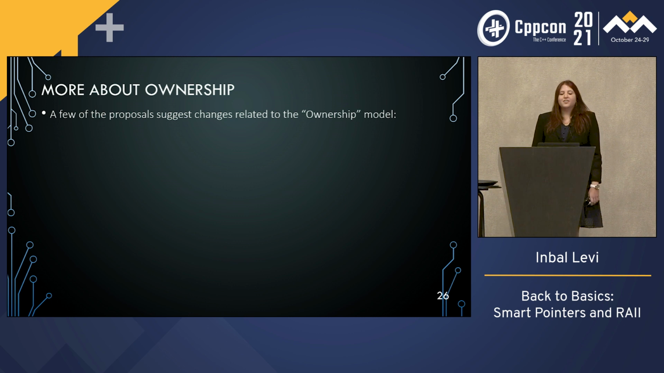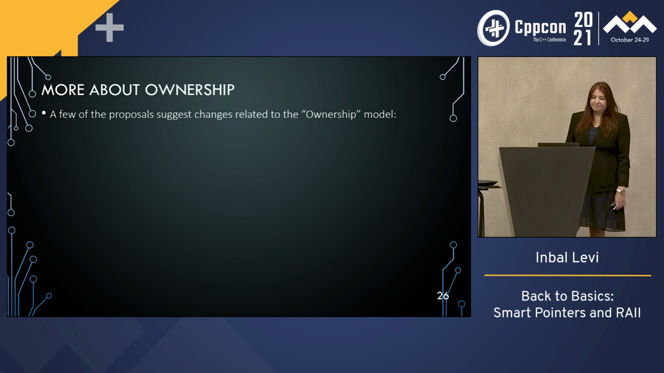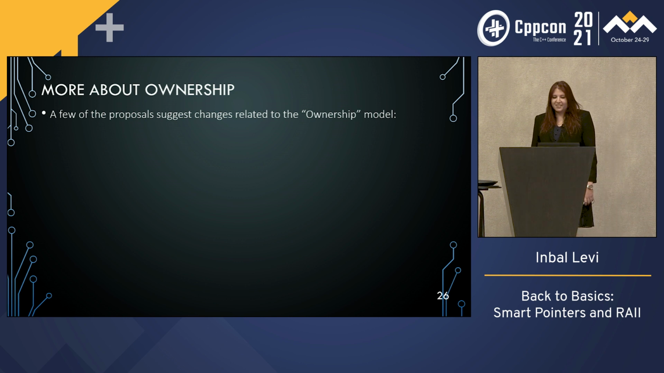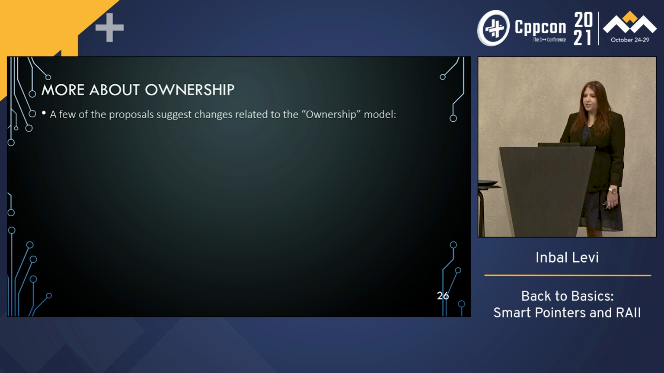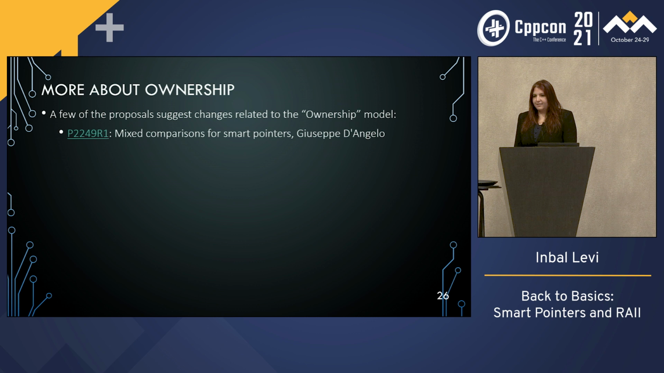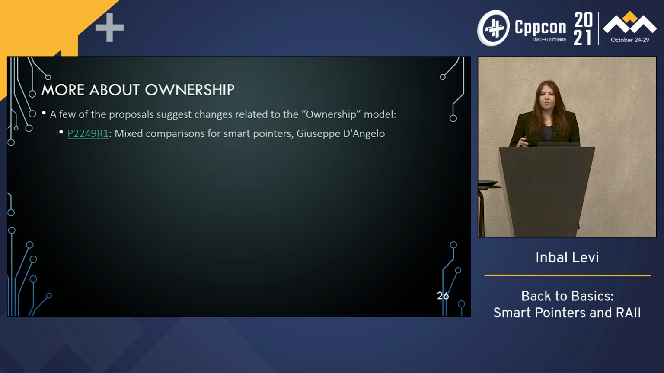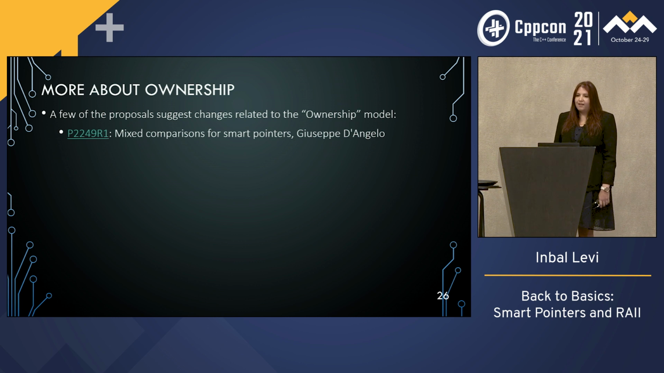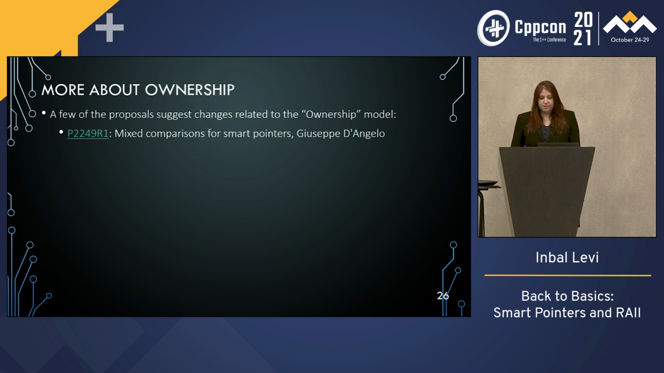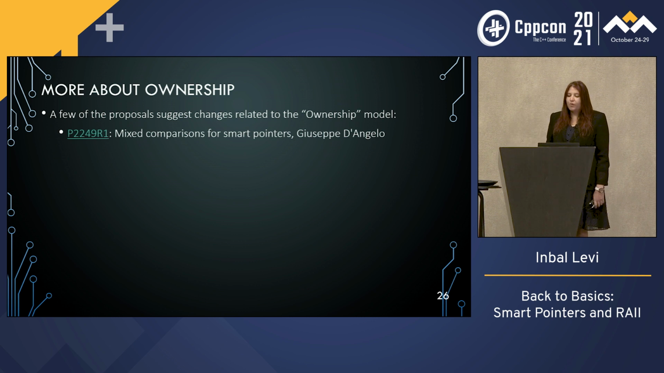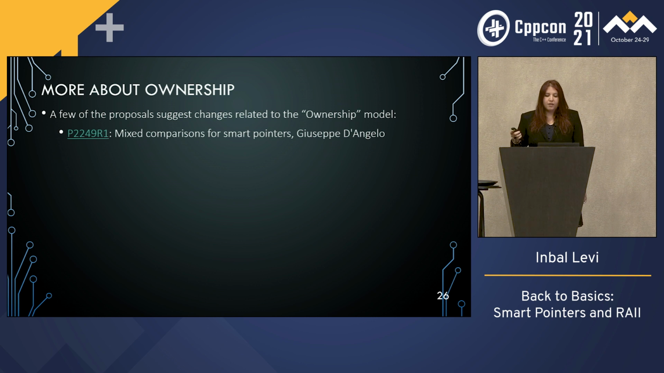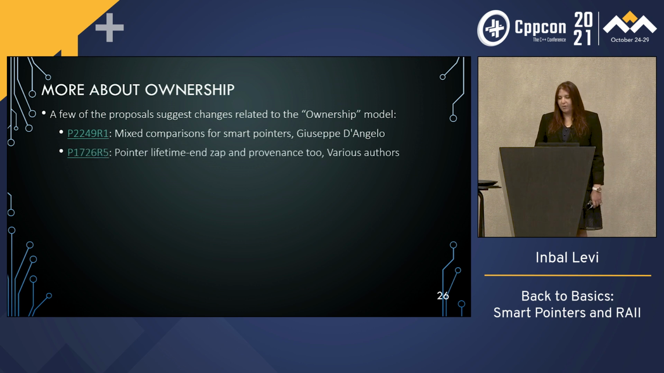All right. So as promised, now we're going to talk about the future. A few proposals suggest changes in the ownership model. And when I say ownership model, I want to emphasize that this talk is about ownership in a broader sense. I mean more than just smart pointers, but let's start with smart pointers. We have a proposal to be able to have operator equal between smart pointers and regular pointers, etc. This is an interesting proposal. It hasn't been forwarded yet.